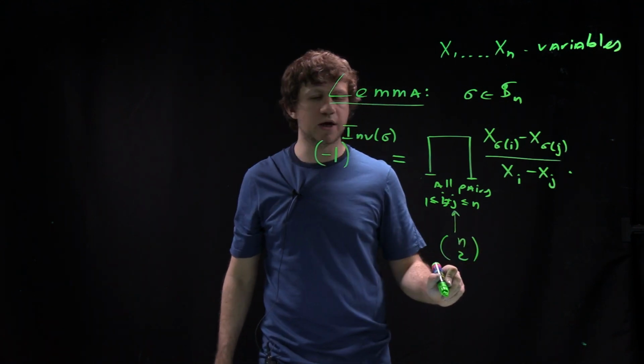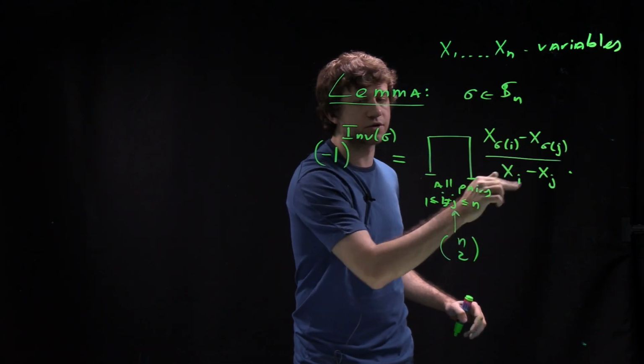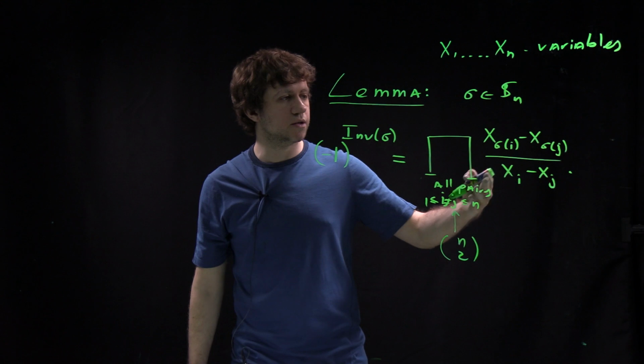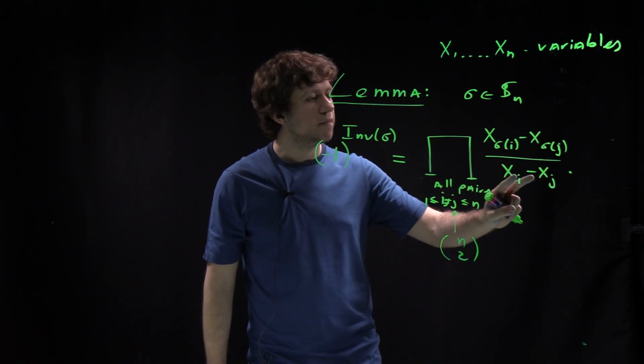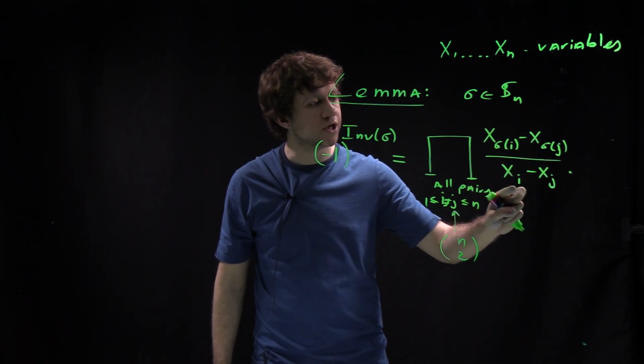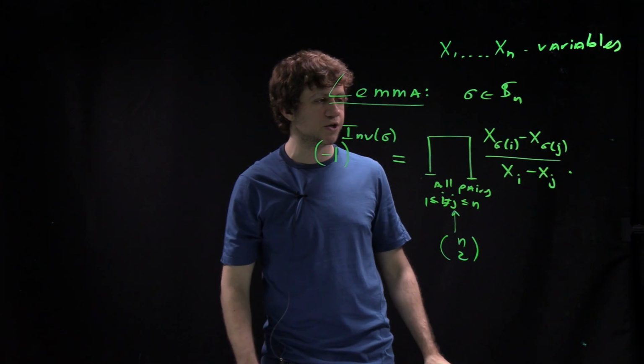And you might say, but wait, for every pair I can take i less than j or i bigger than j, and they represent the same pair. So it seems that the expression is not well defined, but actually it is, because if you exchange i and j, you simultaneously change the sign in the numerator and the denominator, and so the expression doesn't change.